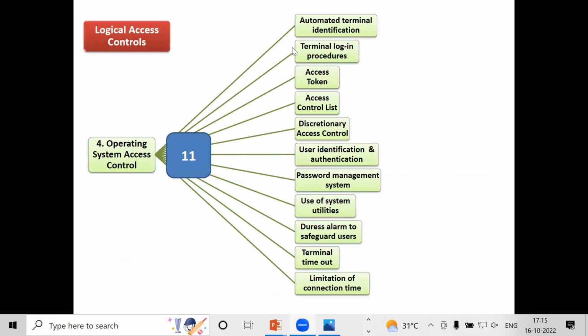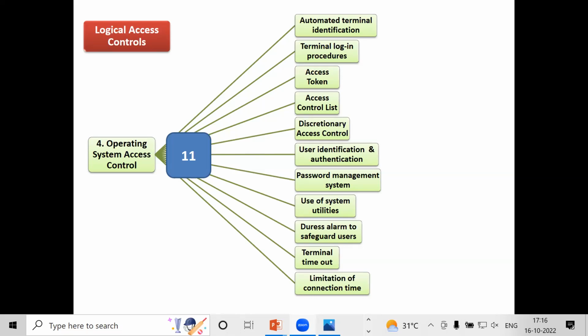Second one is terminal login procedures, through what you are coming in. So terminal 1, terminal 2, terminal 3, terminal 4. You will be allowed to log in through, let us say, terminal 10. So via terminal 10, any person comes in, they will be allowed to log in and they will be allowed to process. Others, not.